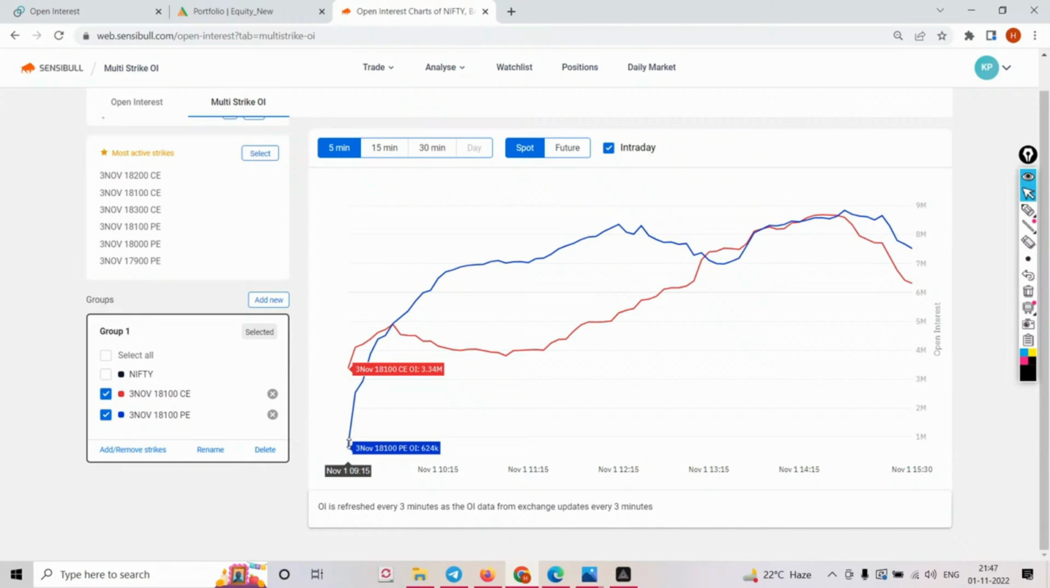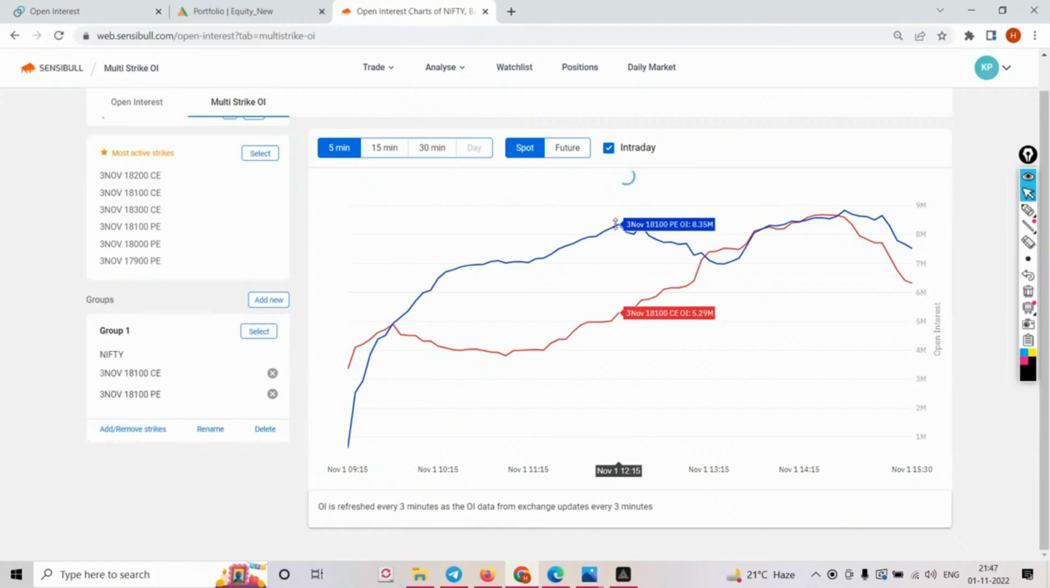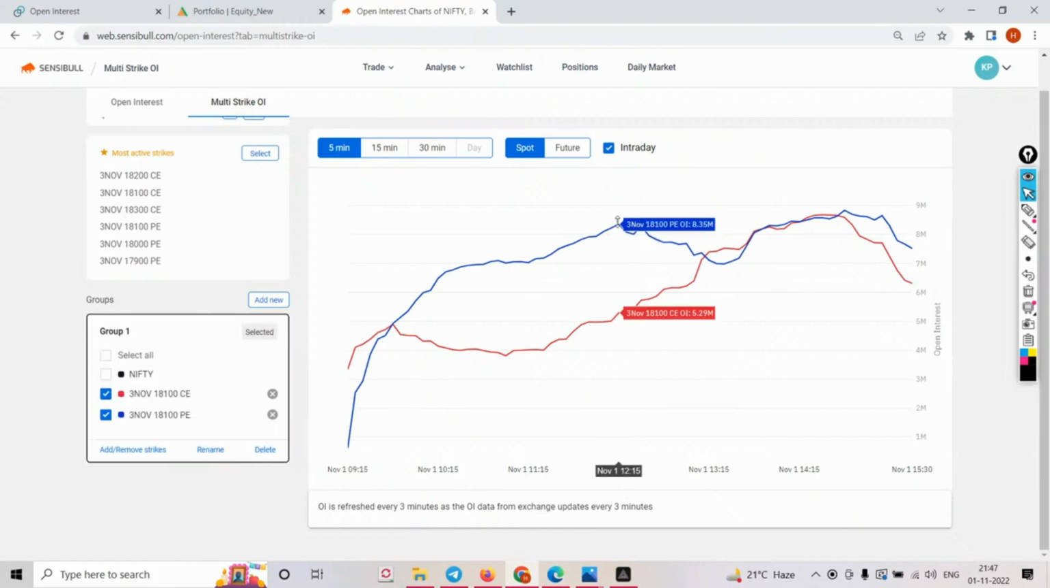That's it. Looking at the chart, it clearly shows that the blue line kept going up starting from 9:15 till this point. Check this time here: till 12:15, there was a constant increase in put OI buildup.